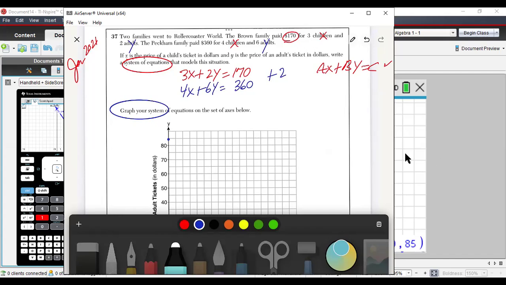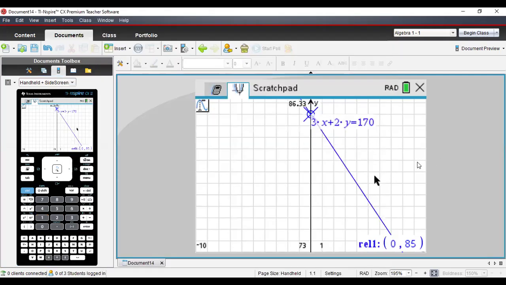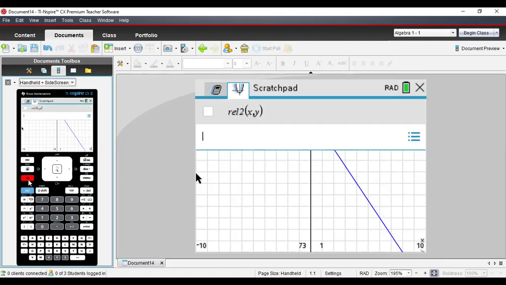Now, I need another point in order to draw this line, but I am going to use the intersection because I know that I'm going to have an intersection here at some point. So what I'm going to do now is I'm just going to do tab, and I'm going to enter that second one. So this is going to be 4x plus 6y equals 360.